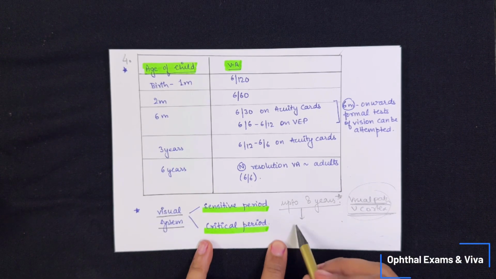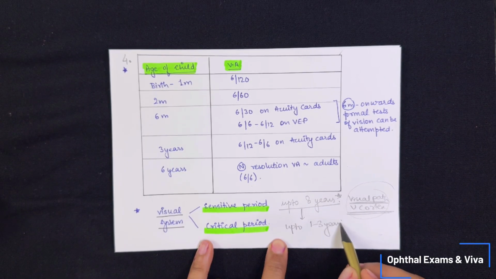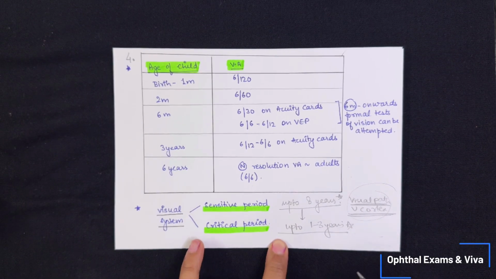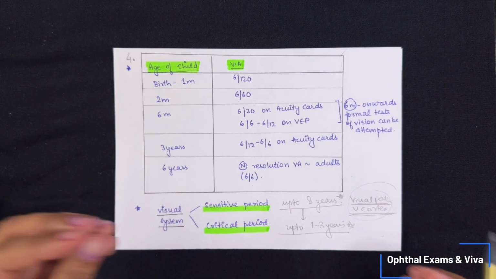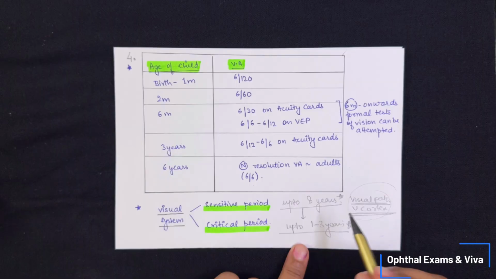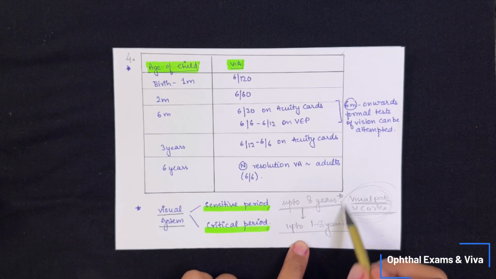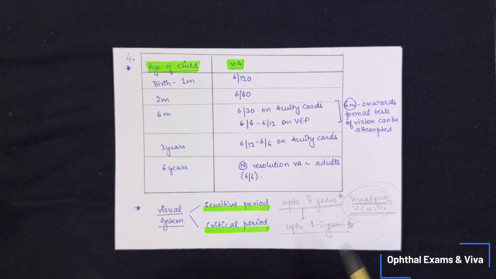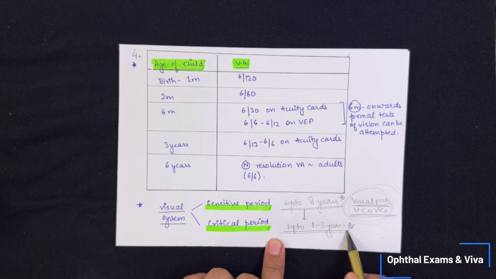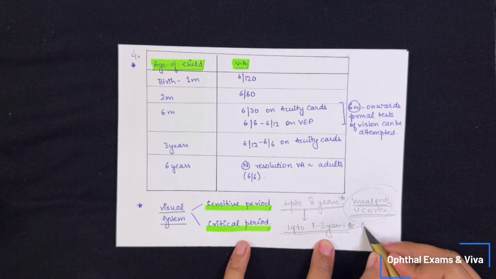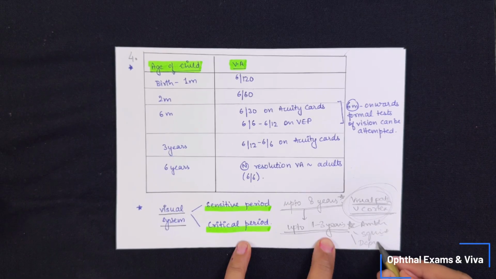Among this period, up to the first 3 years. Now, the first 3 years are the critical period, meaning the visual system is highly plastic and can be modified by visual input. So this is very important. Up to 8 years is a sensitive period, but out of this, the first 3 years are more important. Any abnormal visual input during this period can cause amblyopia or squint or deprivation amblyopia.